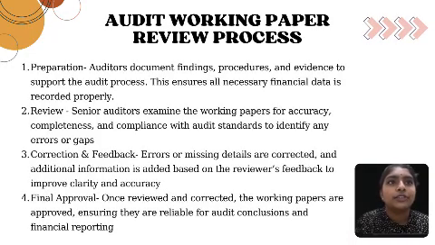Audit working paper review process. Number 1, preparation. Auditors document findings, procedures, and evidence to support the audit process. This ensures all necessary financial data is recorded properly. Number 2, review. Senior auditors examine the working papers for accuracy, completeness, and compliance with audit standards to identify any errors or gaps. Number 3, correction and feedback. Errors or missing details are corrected and additional information is added based on the reviewer's feedback to improve clarity and accuracy.